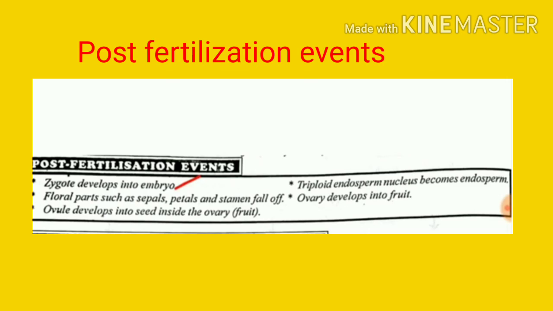Third, floral parts such as sepals, petals, and stamens fall off after drying. The ovary develops into fruit, and the ovule develops into seed inside the ovary, the fruit. These changes take place after fertilization.